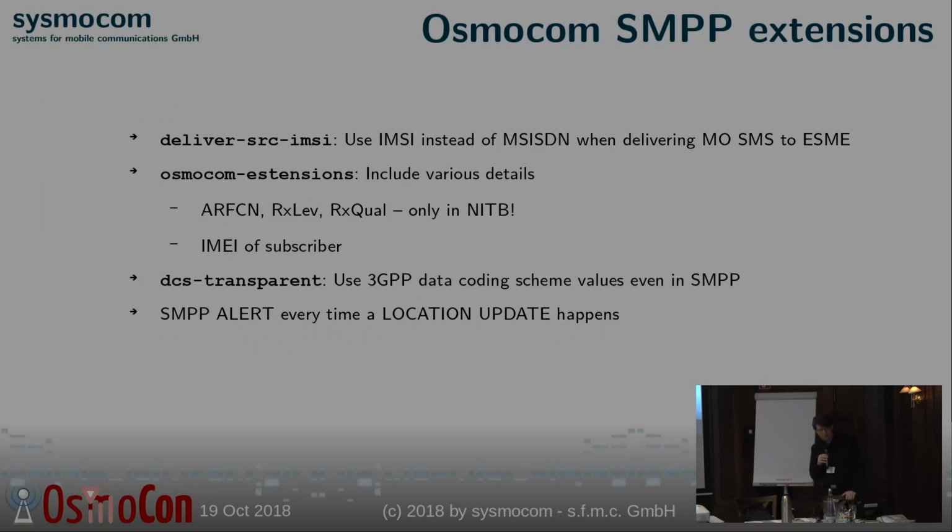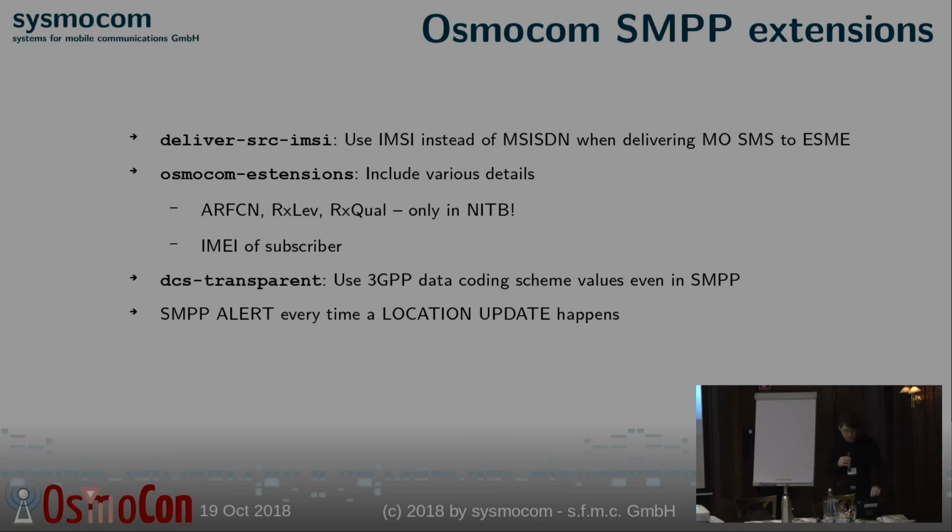So there's one flag called deliver source IMSI, which basically means that the SMS, when received, a mobile originated SMS, when received by an ESME, will have a type of number and numbering plan indicator for IMSI rather than MSISDN. So the source address of the messages that we receive is the IMSI of the sender and not the MSISDN of the sender. This might be useful in some applications, but it's either or. There's no way to do both at the same time.